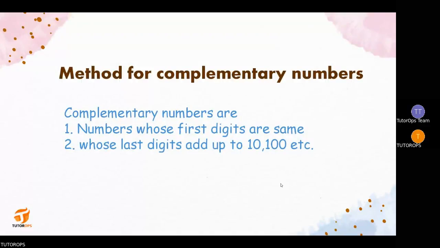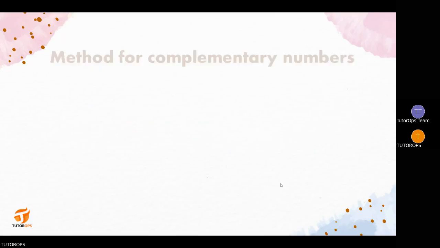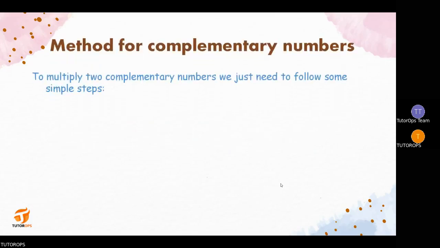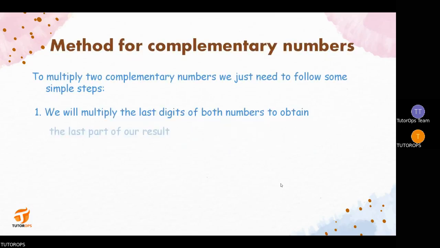Now I am coming to the method for complementary numbers. The complementary numbers are actually the numbers whose first digits are same and whose last digits add up to 10, 100, etc. Now, method for complementary numbers. To multiply two complementary numbers, we just need to follow some simple steps.